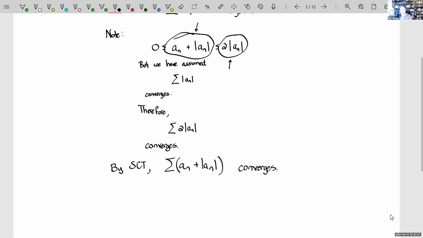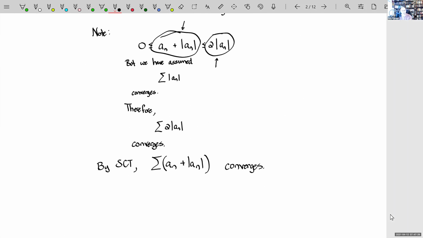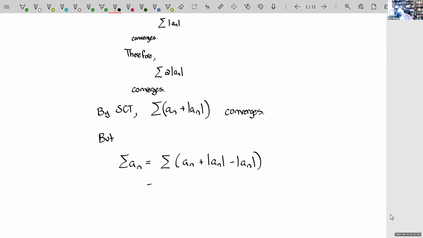But that doesn't tell us that a sub n converges, right? However, we could write the series of a sub n in a very special way. The series of a sub n is equal to the series of a sub n plus the absolute value of a sub n minus the absolute value of a sub n, which is equal to the series of a sub n plus the absolute value of a sub n minus the series of the absolute value of a sub n.